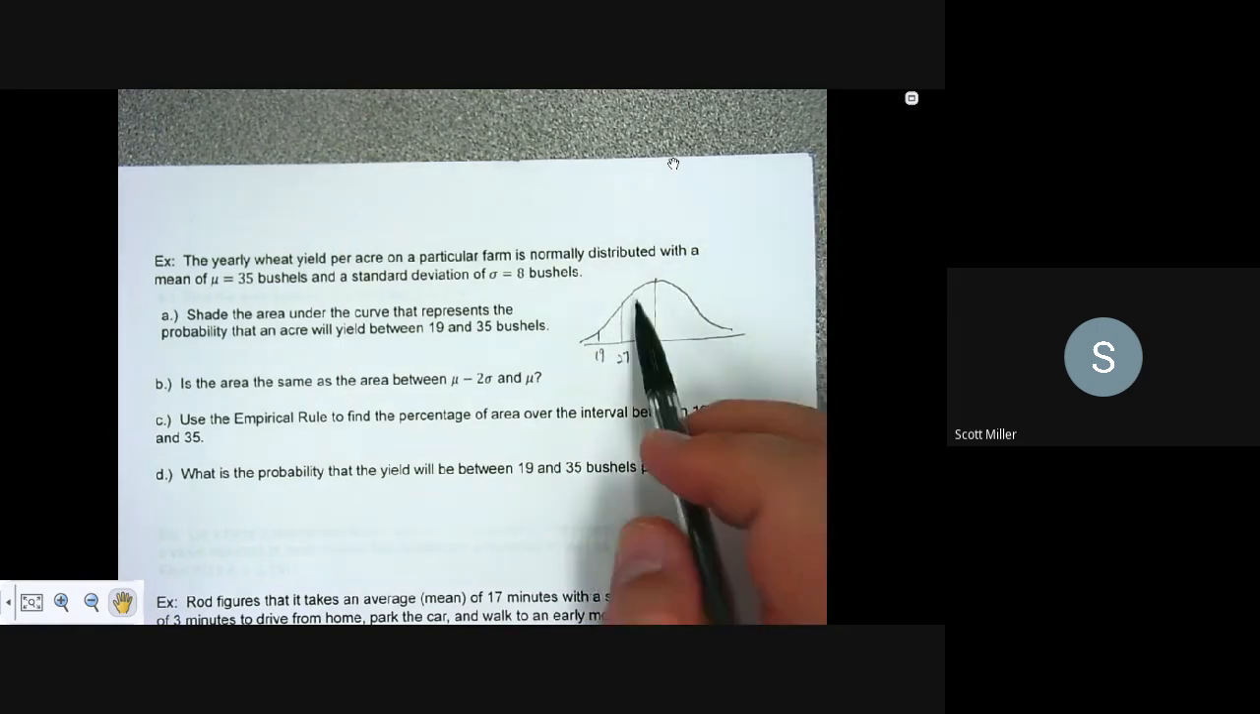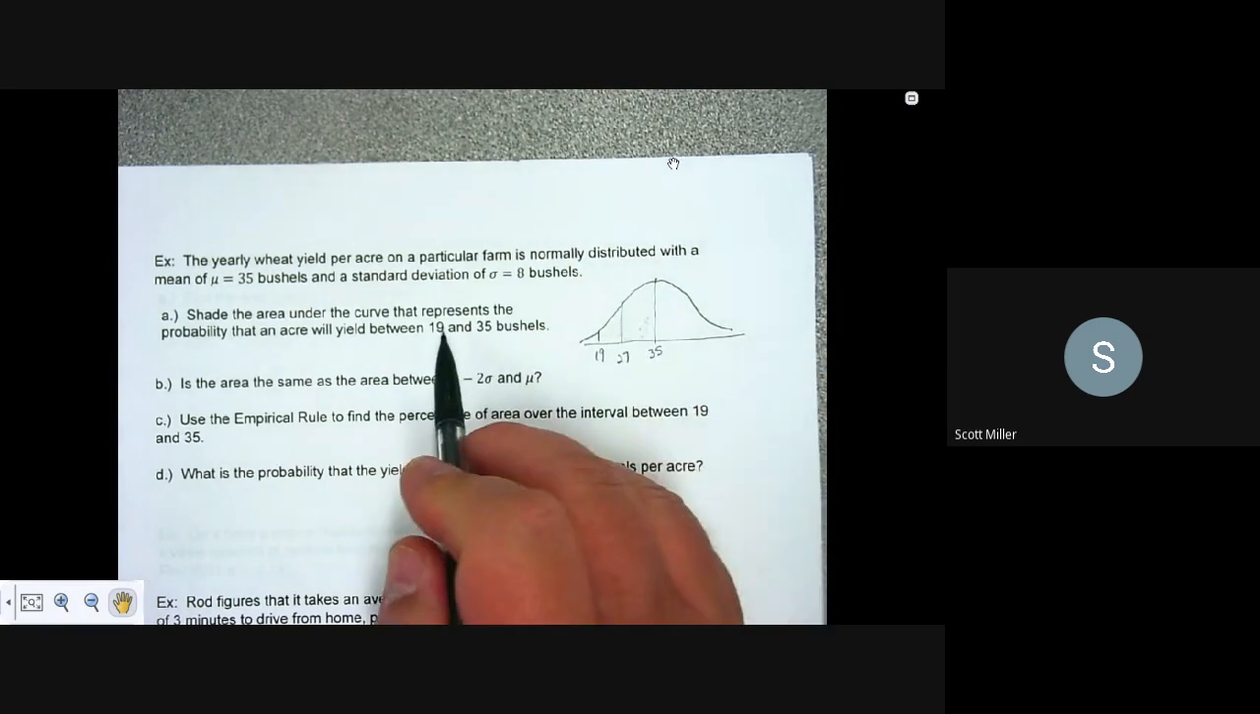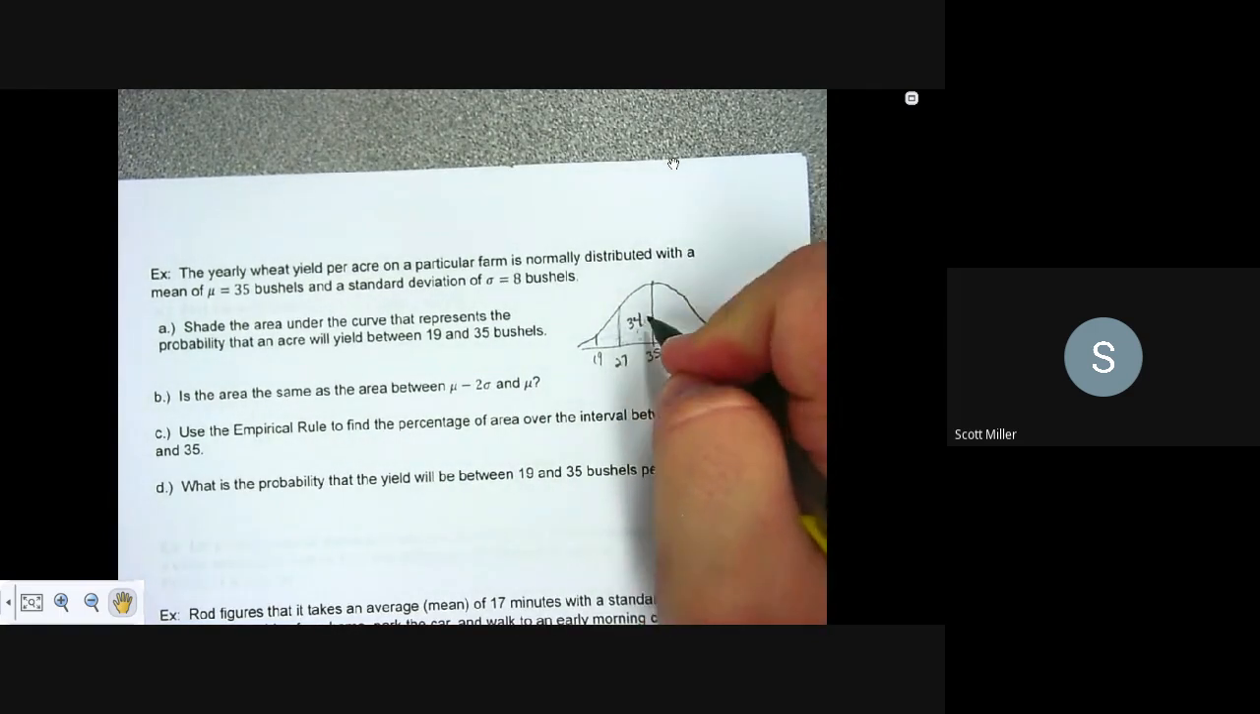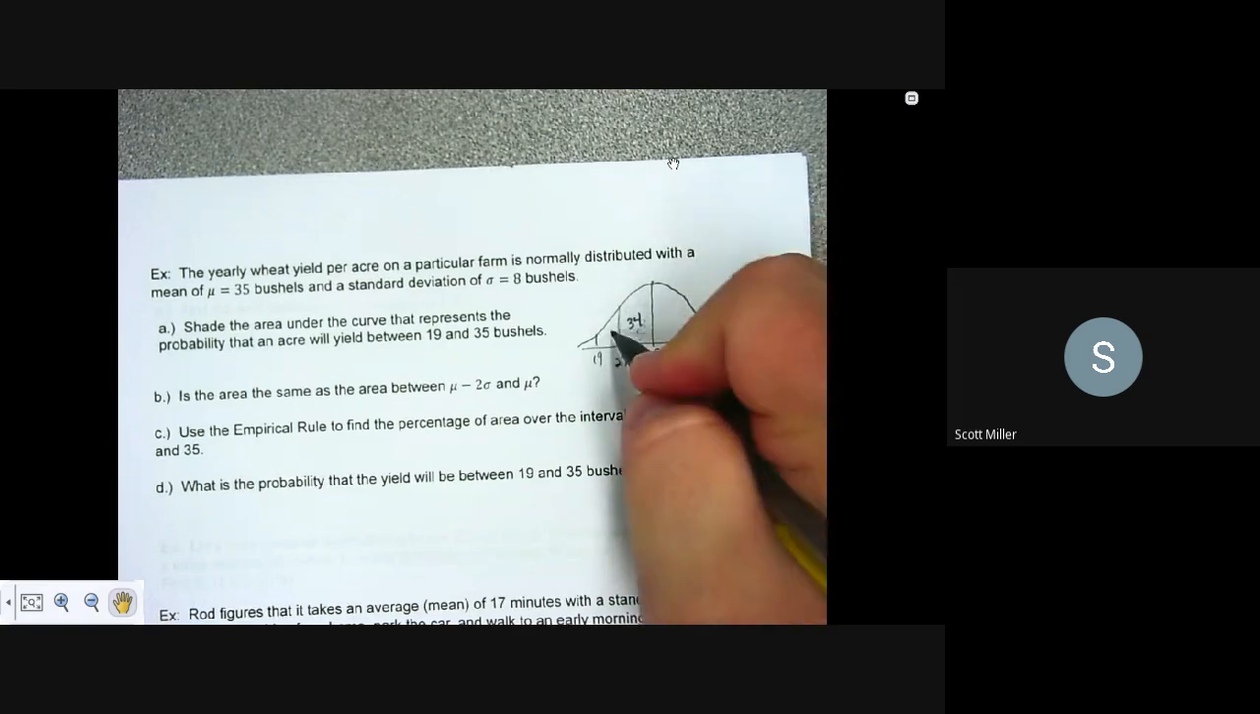Okay? And so what they want you to tell me is, what is this area? If I know that I'm going between 19 and 35, and the standard deviation is 8, and I just found out that between 19 and 35, those are 2 standard deviations below the mean, then by the empirical rule, I know the probabilities there. I know the area under this curve. This is a 34. And this over here is 13.5. So together, you add those together and you get your final answer.